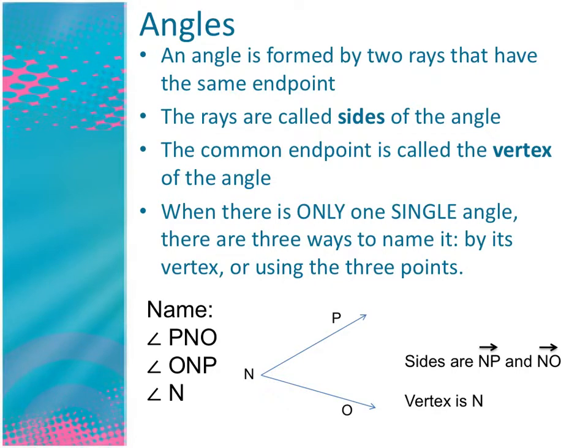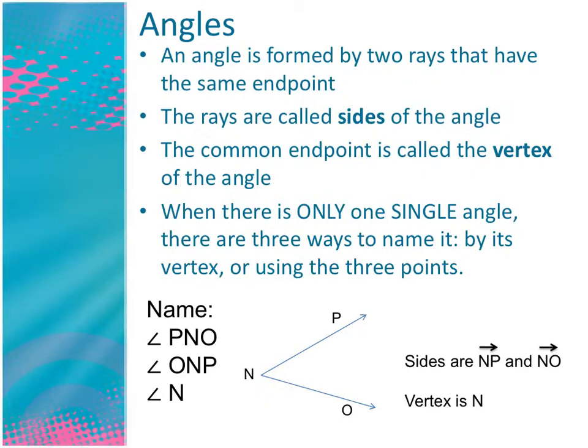So, angles. An angle is formed by two rays that have the same endpoint. If you look down below, you can see an angle, the one that has P, N, and O on there. There are two rays. They both start at N, and they go off in different directions. They are not lines going in different directions. This basic angle here is just two rays. There's ray NP, and there's ray NO that form this angle.